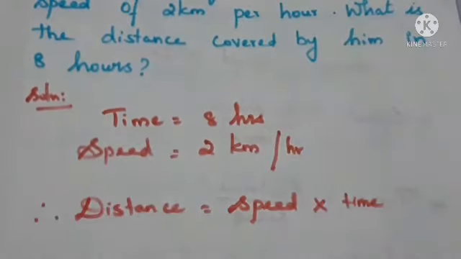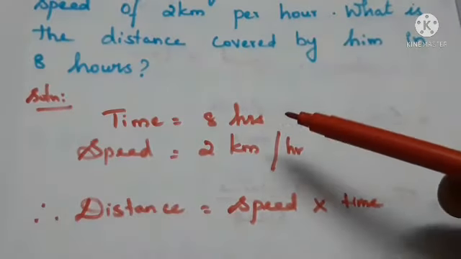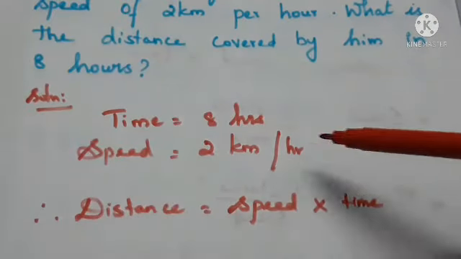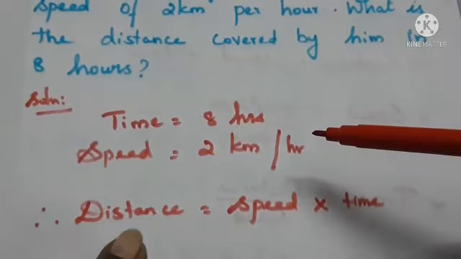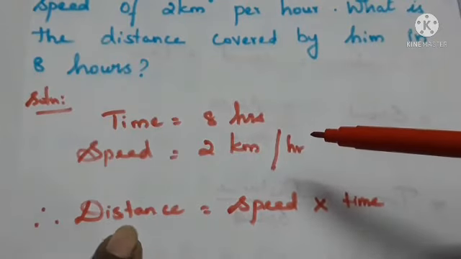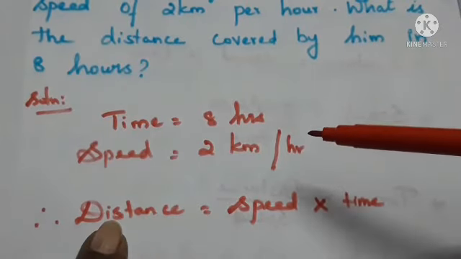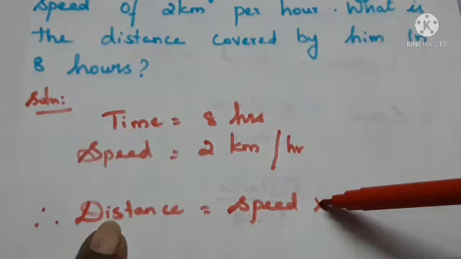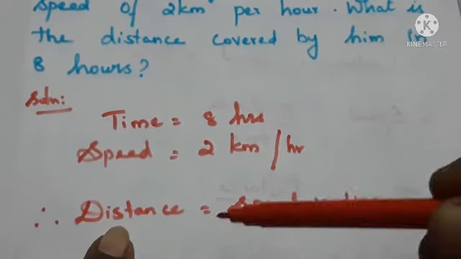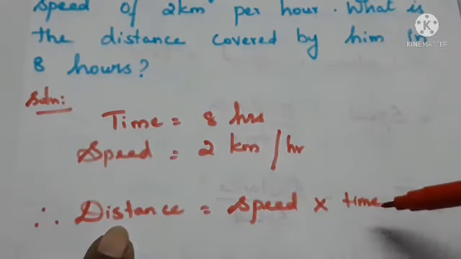They have given time as 8 hours and speed as 2 kilometer per hour, and they asked to find out the distance. So we know the formula for distance: distance is equal to speed multiplied by time.